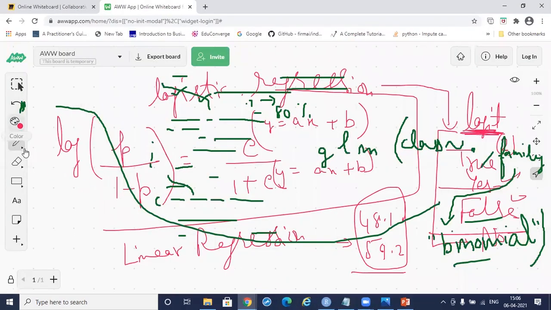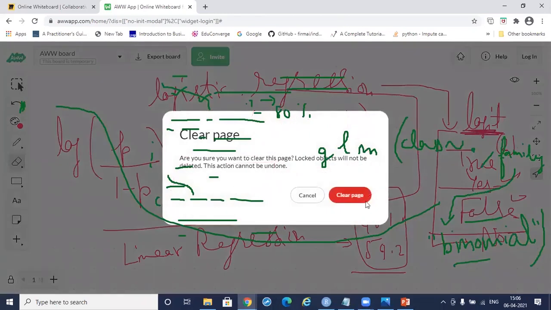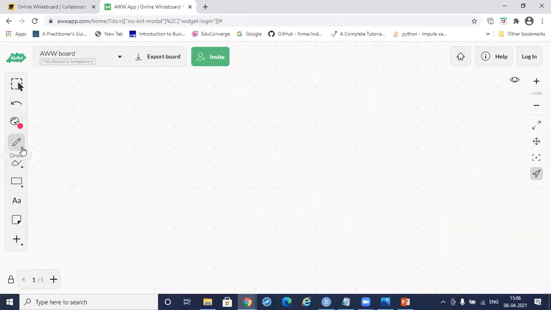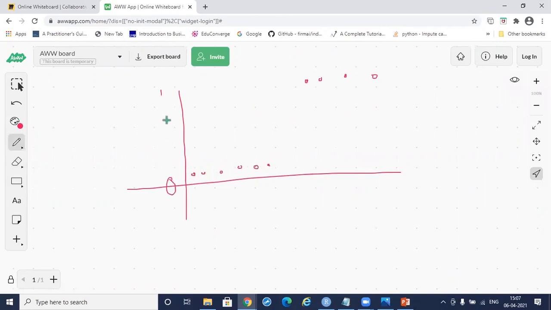0.5 itself means that whenever we apply logistic regression here, some of the values are in the 1 position, some of the values are in the 0 position. This is a 0, this is a 1, and in between there is a 0.5 also. This is the threshold value.